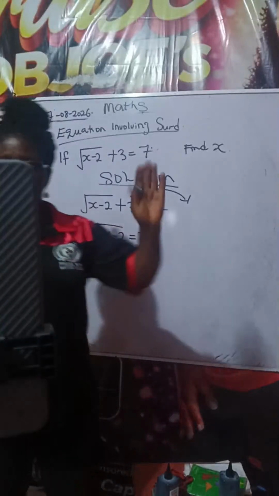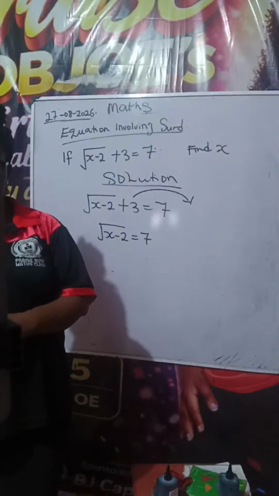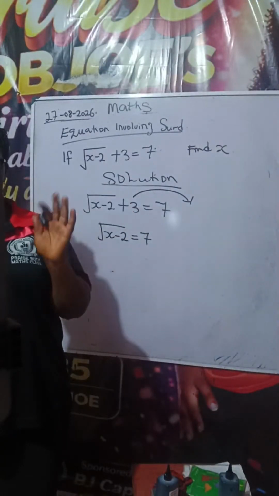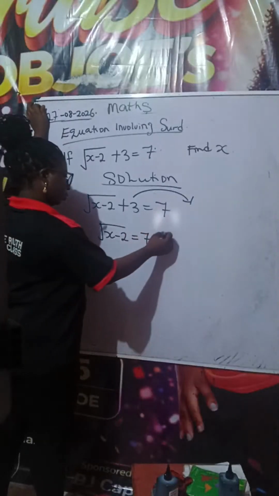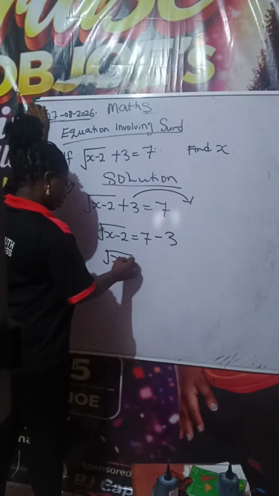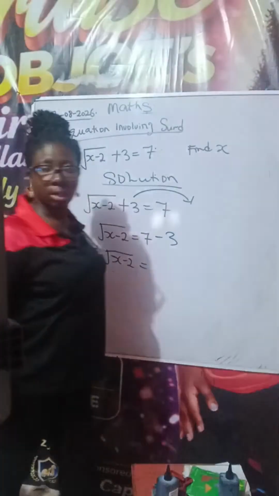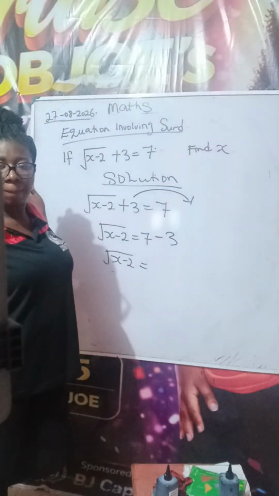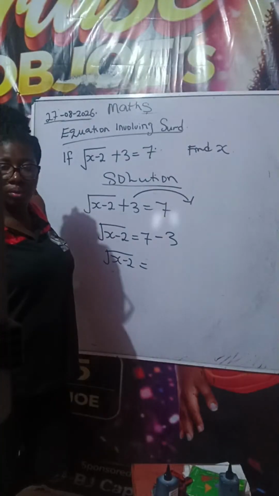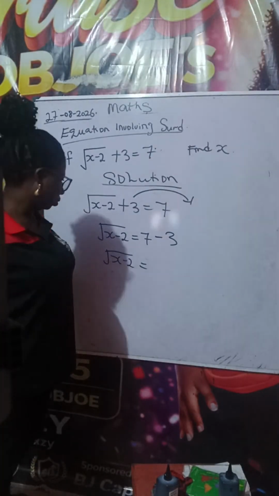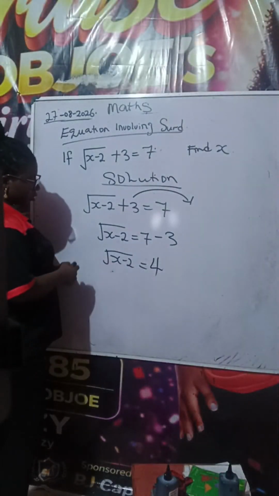Now, if the 3 moves to the right, will it be plus or minus? Once the 3 moves, we are going to get minus 3. So we have root x minus 2 equals, now 7 minus 3, what do we have? 7 minus 3 will give us 4. So we have 4.